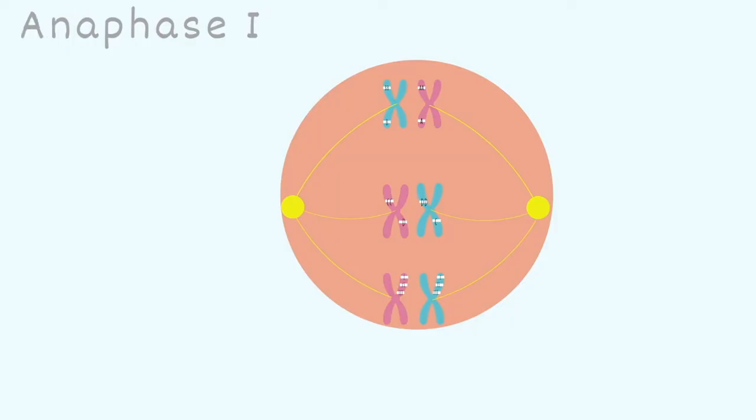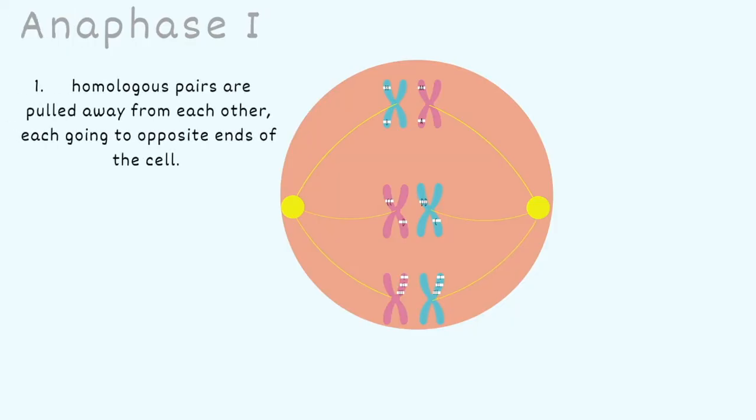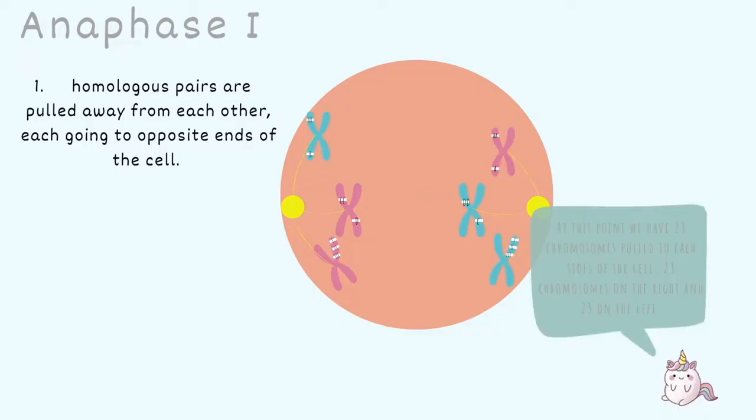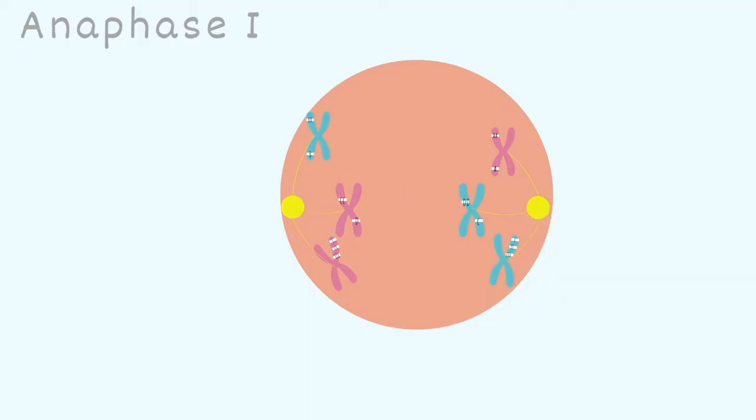The most important thing that happens here is the homologous pairs are pulled away from each other, each going to opposite ends of the cell. At this point, keep in mind we have 23 chromosomes pulled to each side. So 23 chromosomes on the right and 23 chromosomes pulled to the left. Again, the only important thing to remember here is that the pairs are splitting and being pulled away from each other. After anaphase 1, the cell moves on to telophase 1.